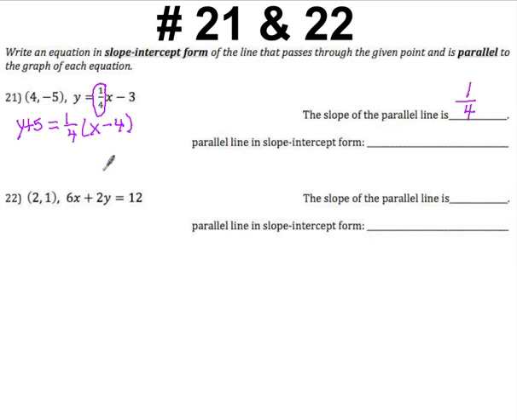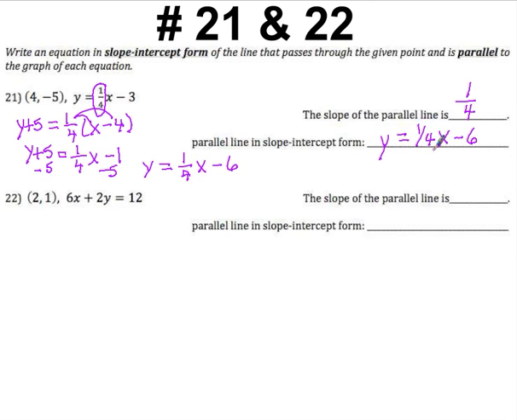If you would like to, you can use y equals mx plus b and solve for b, but you can also always use this way. And this is the way I'm going to show everybody on the video. So y plus 5 equals 1/4 x, and then minus 1, because 1/4 times 4 is negative 1. And then I'm going to subtract 5 on both sides. And so I get y equals 1/4 x minus 6. Okay, so that is the line. So y equals 1/4 x minus 6.